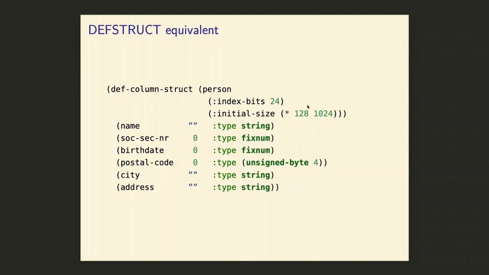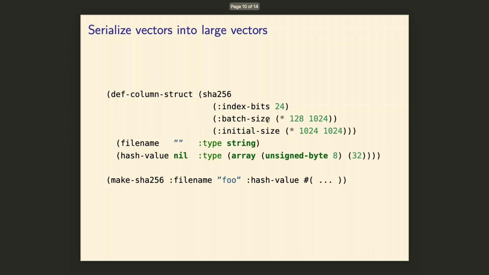This is how it looks. There is a similarity to defstruct, which is on purpose, of course. You should specify how many bits you want to use for indexing. Why will be visible later on. And by presenting an initial size, you get this allocation beforehand, so you don't have to do as many allocations during actual runtime.